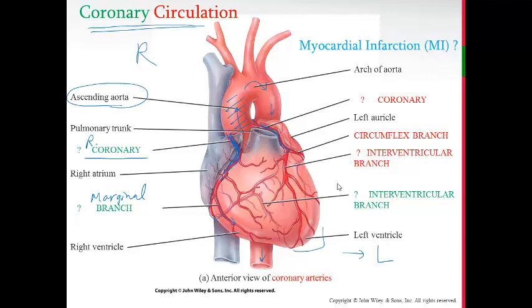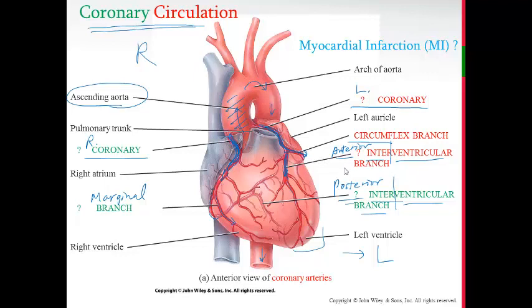We call the one in the back the posterior interventricular branch. Now let's take a look at the left coronary, because the other one that branches off is your left coronary artery. It also branches into two. The circumflex branch goes towards the back. The one in the front also goes between the two ventricles, so we call it the anterior interventricular branch.